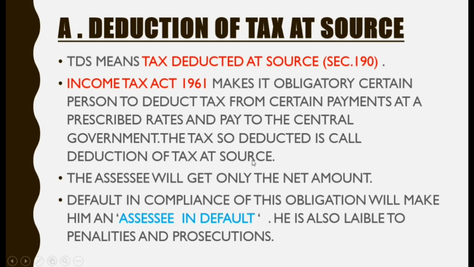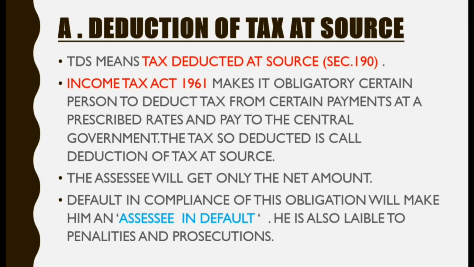Here, it means that in the TDS system, the person responsible for making payment for specified services such as commission, brokerage, professional fees, etc. is required to deduct a fixed percentage from the amount. Such amount has to be deposited to the government by the deductor.